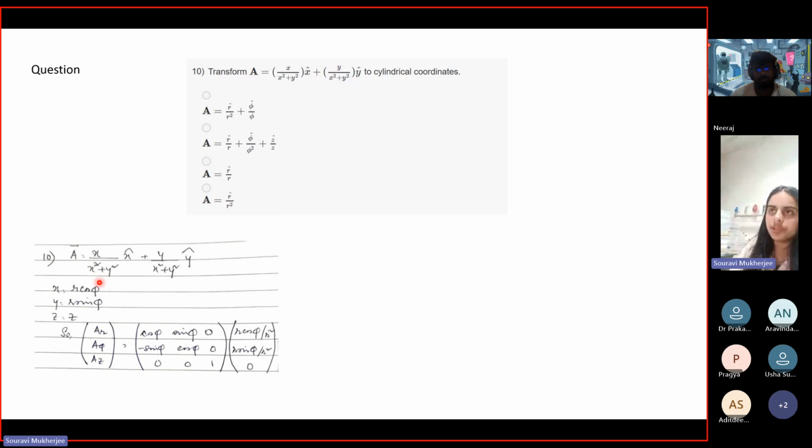So basically this, right? You replace x, replace y, there is no z. So this component can be written as r cos phi by r square, and y can be written as r sin phi by r square. And this is your transformation matrix that helps you go from x cap, y cap, z cap to r cap, phi cap, z cap. So you would get the components in the cylindrical coordinates. Do the multiplication, and what's the answer?